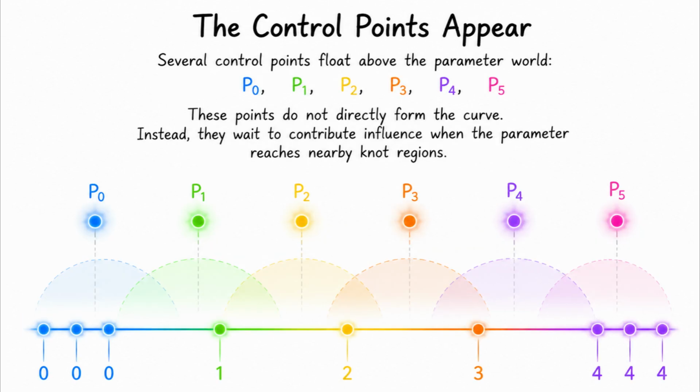These control points do not directly form the curve. Instead, they wait to influence nearby regions. Each point becomes part of a local cooperation system.